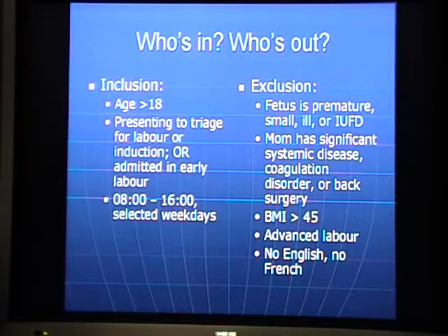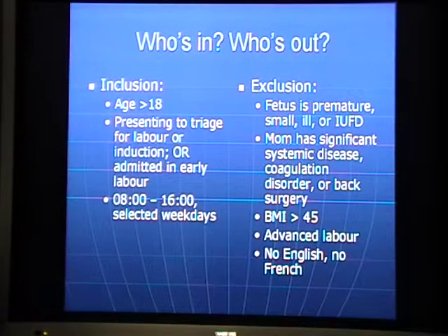I thought it might be important to know the inclusion and exclusion criteria, because obviously for compassionate and ethical reasons, not every pregnant woman who walks through the door is a reasonable candidate for this study. We'd like to have included in the study parturients who are over the age of 18, and we'd like to see them if they're presenting to triage for labor or induction, or if there's, I guess, some busyness in triage, if they're admitted in early labor.